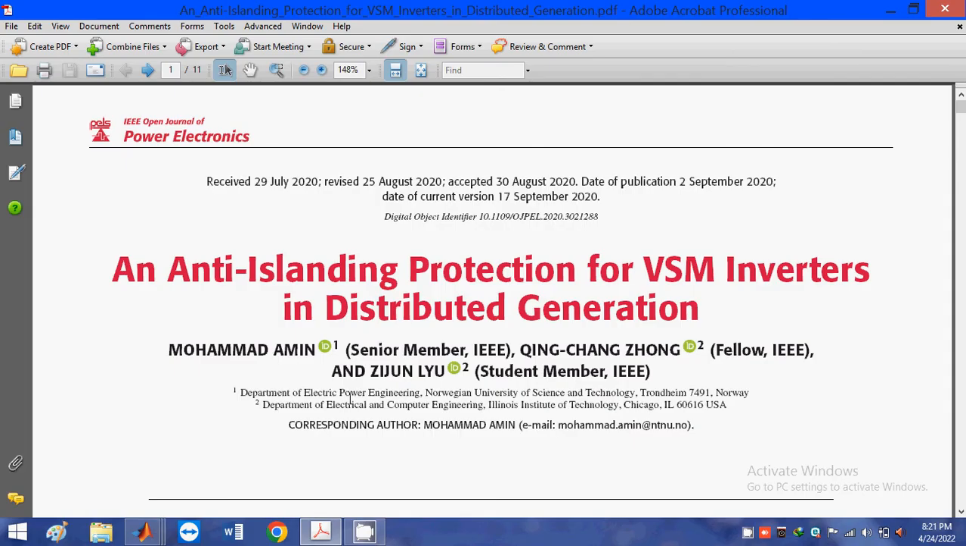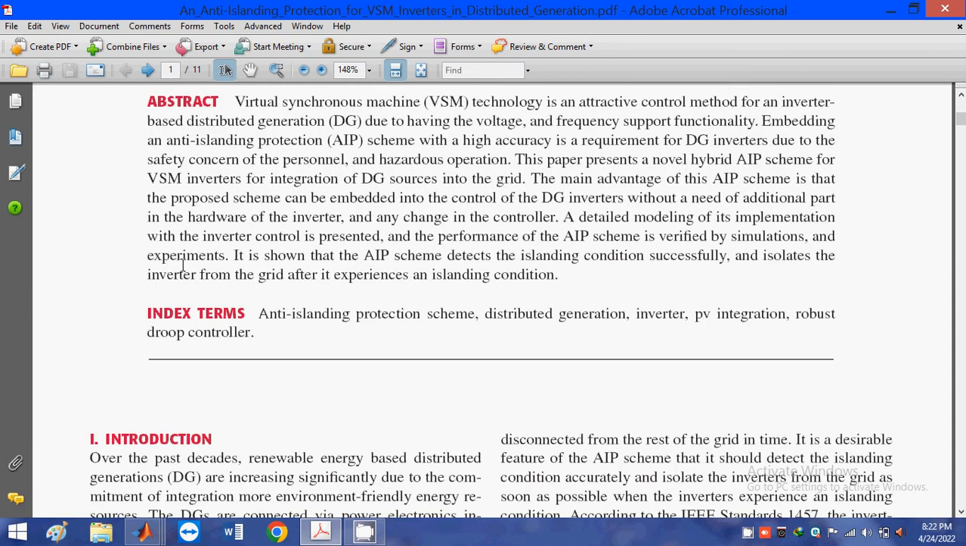Hi friends, in this proposed class we discuss the anti-islanding protection for VSM inverters in distributed generation. Let's move into the thesis. Virtual synchronous machine technology is nowadays an attractive control method used for inverters. On the inverter side, we use the virtual synchronous machine control scheme.